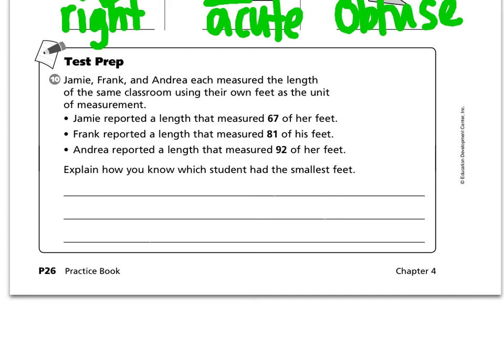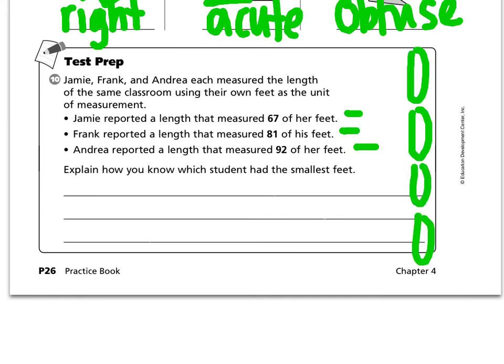So let's look at those numbers. Jamie had 67, Frank had 81, and Andrea had 92. So looking at that, I can decide which one had the smallest and which one had the biggest. Logically, if you have bigger feet, you're not going to need as many to get from one side of the room to the other. If you have smaller feet, you're going to need more in order to get from one side of the room to another.